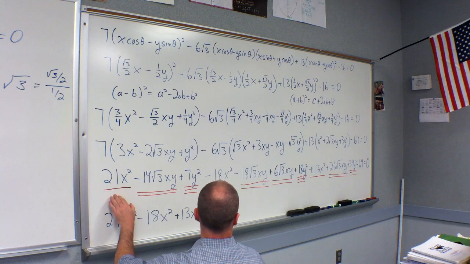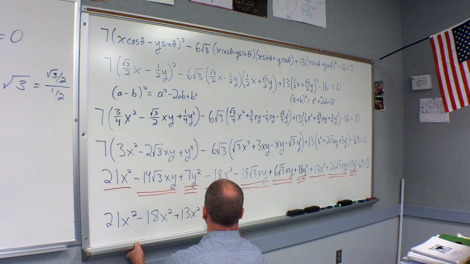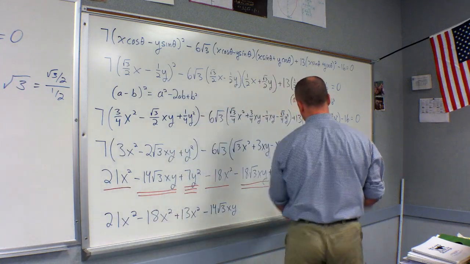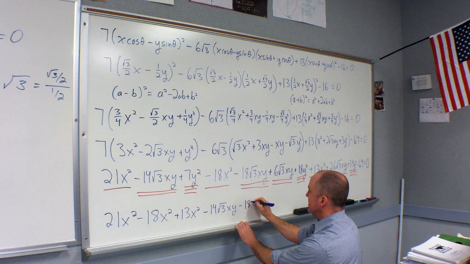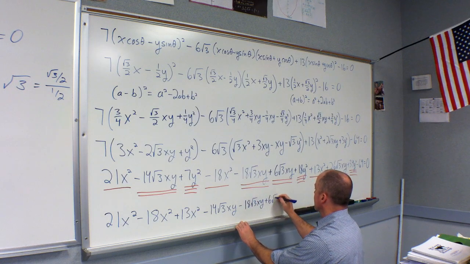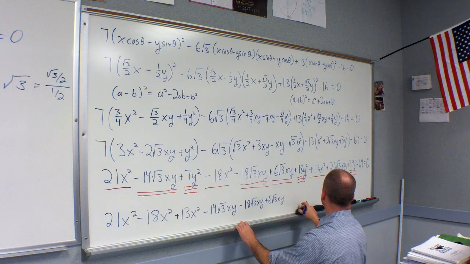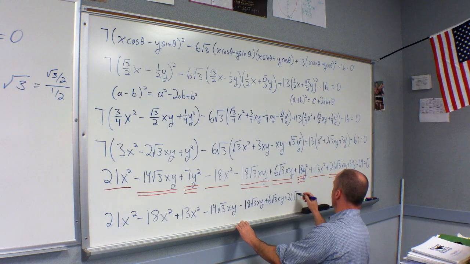Is that all the x squareds? Yes. That amounts to 16x squared. Excellent. Here's the important part. Minus 14 root 3xy, minus 18 root 3xy, and then plus 6. I got the plus 6, yeah, but I didn't say it.